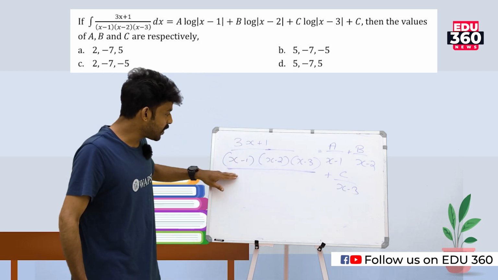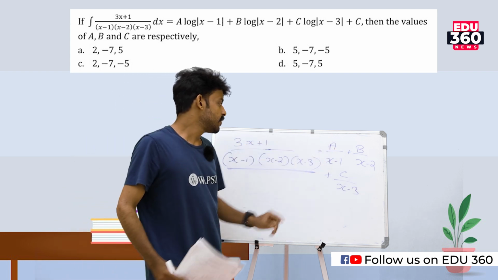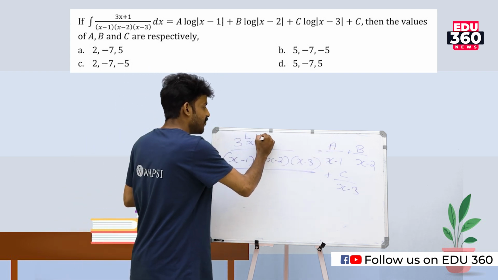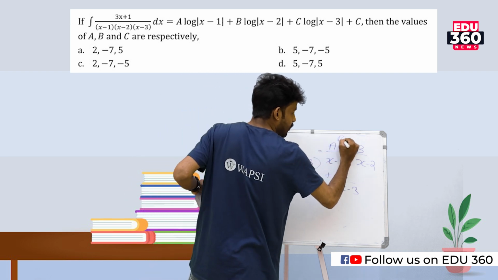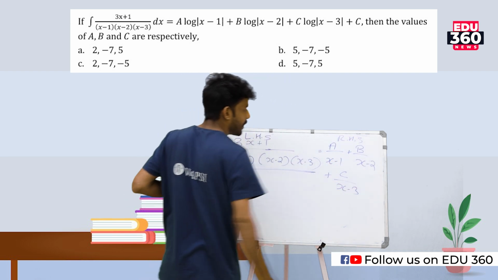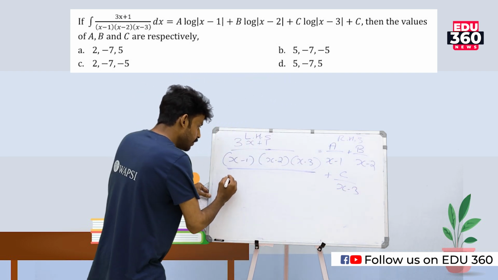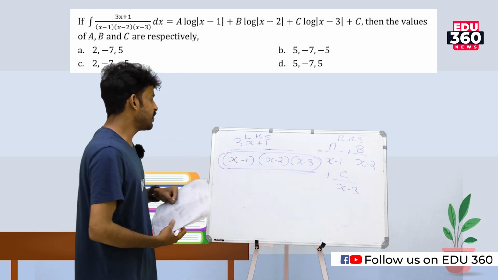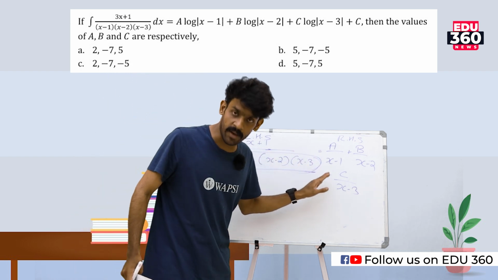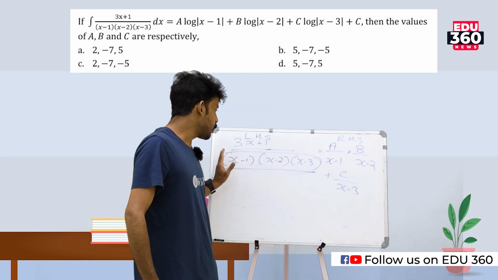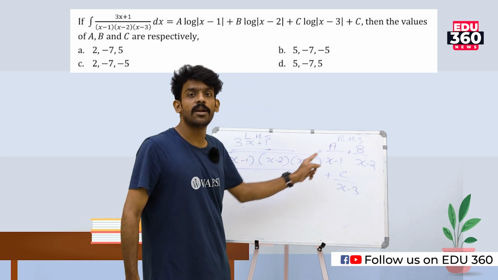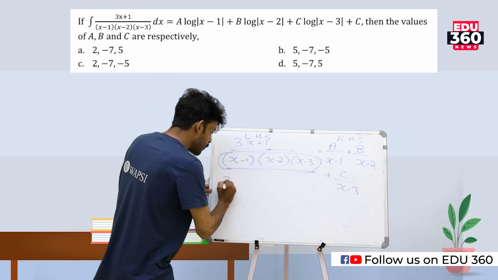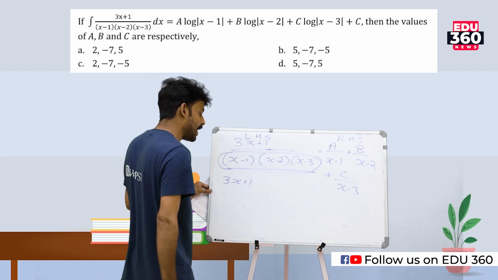I'm going to multiply the whole term here. So this is the LHS, and this is the RHS. So hereafter, I'm going to write only the RHS. So I'm going to move the whole term, that is x minus 1 into x minus 2 into x minus 3, and multiply here. So the LHS will be 3x plus 1.